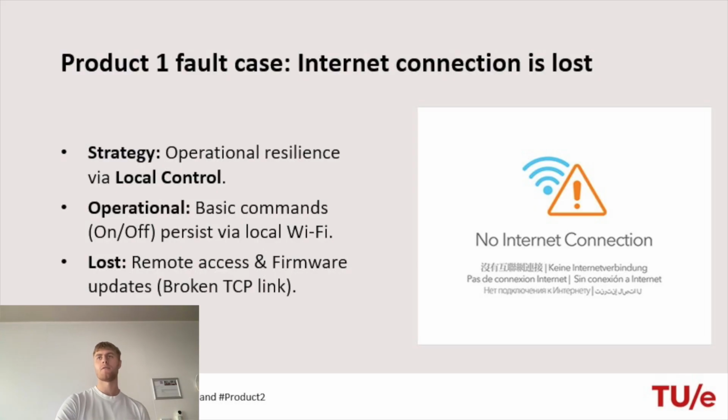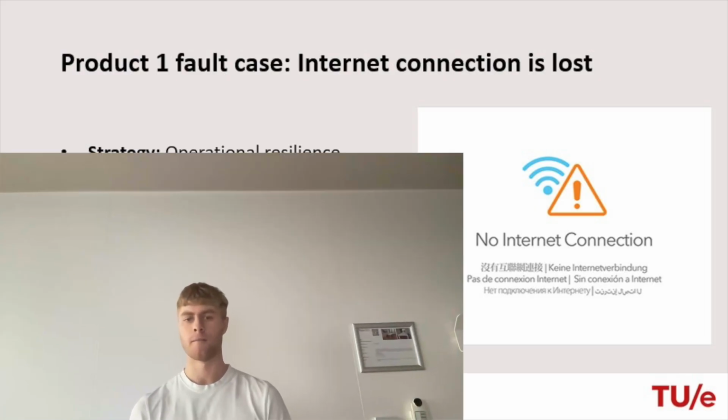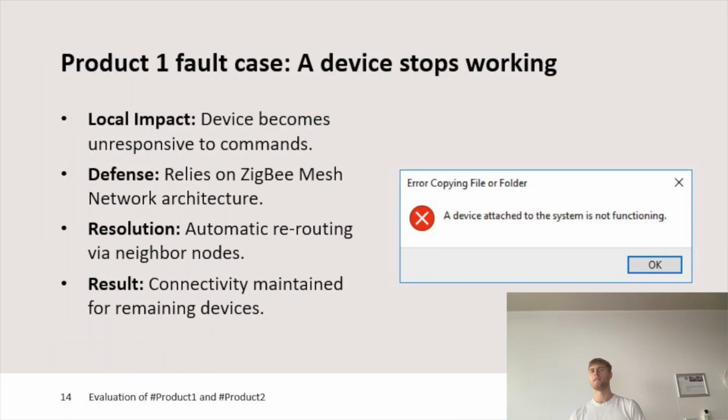On the second fault case, let's see what happens when the hardware nodes themselves stop working. Then the device, like this node, becomes unresponsive. However, thanks to the Zigbee mesh, if the failed light was a repeater, the network automatically reroutes messages through neighbor nodes to maintain connectivity.